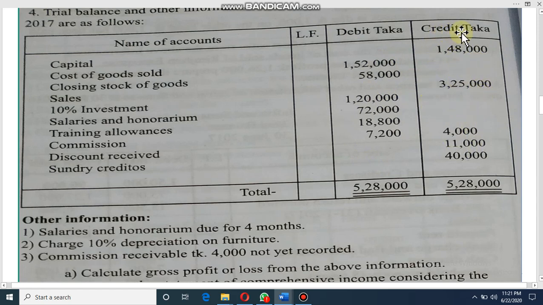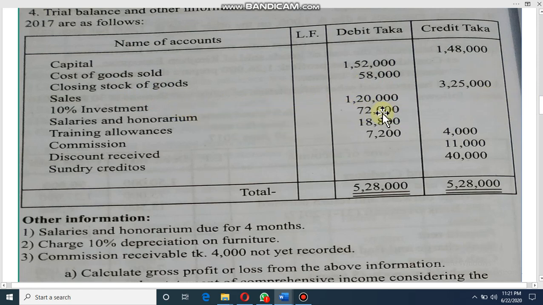On the credit side, we have only capital, owner's equity, and liability. That will be on the credit side. So expense is on the debit side. Cost of goods sold, earlier I have written as direct expenses. Then closing stock, it is an asset.